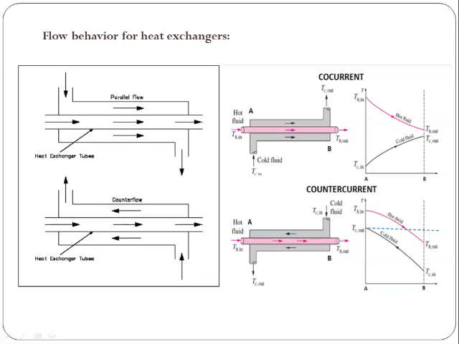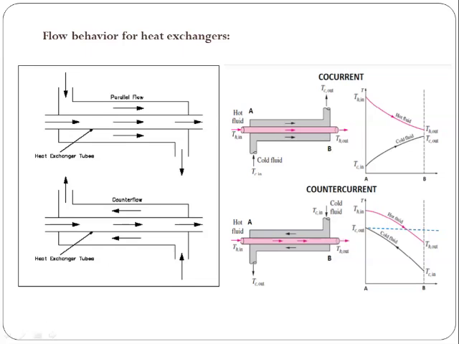Another type of flow is counter current flow. Counter current means one fluid is moving from left to right and another is moving from right to left, meaning hot fluid is moving in one direction and opposite to that cold fluid is moving. This is called counter current flow. Another type of flow is called cross flow, meaning in horizontal direction hot fluid is moving and in vertical direction cold fluid is moving.